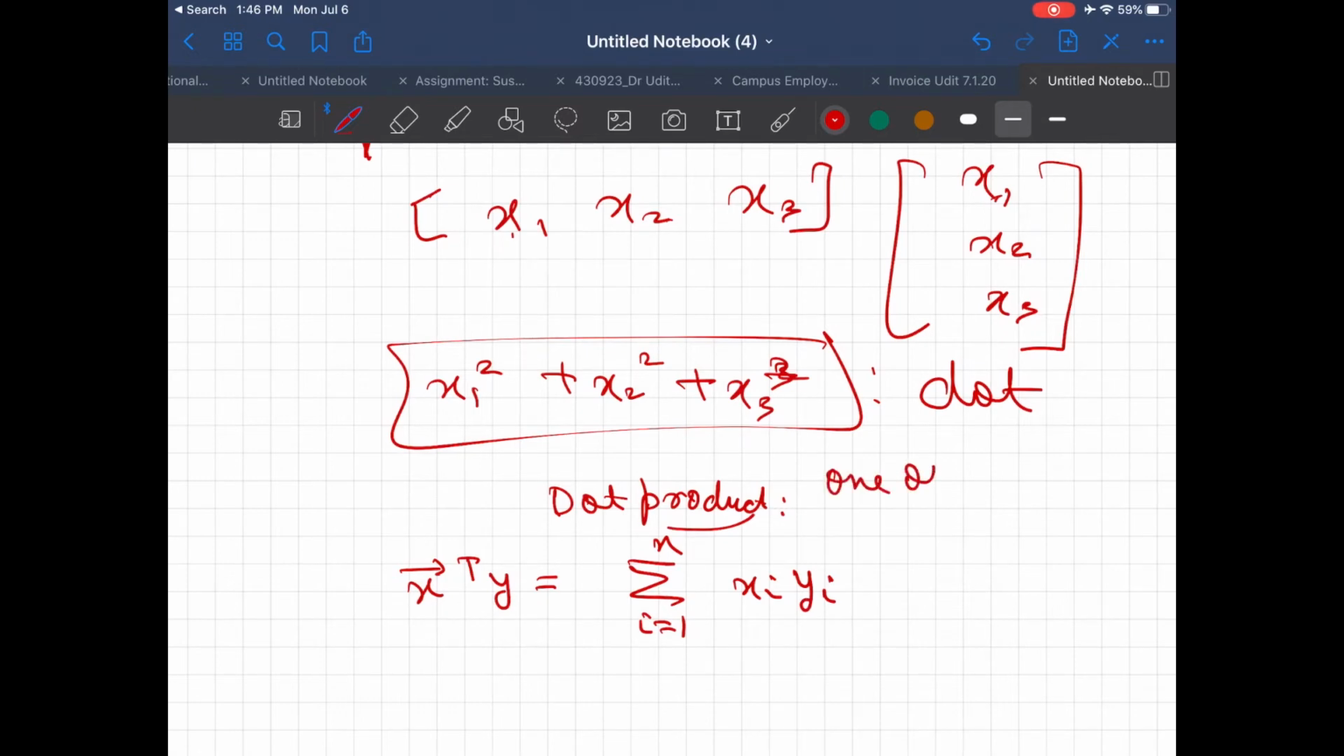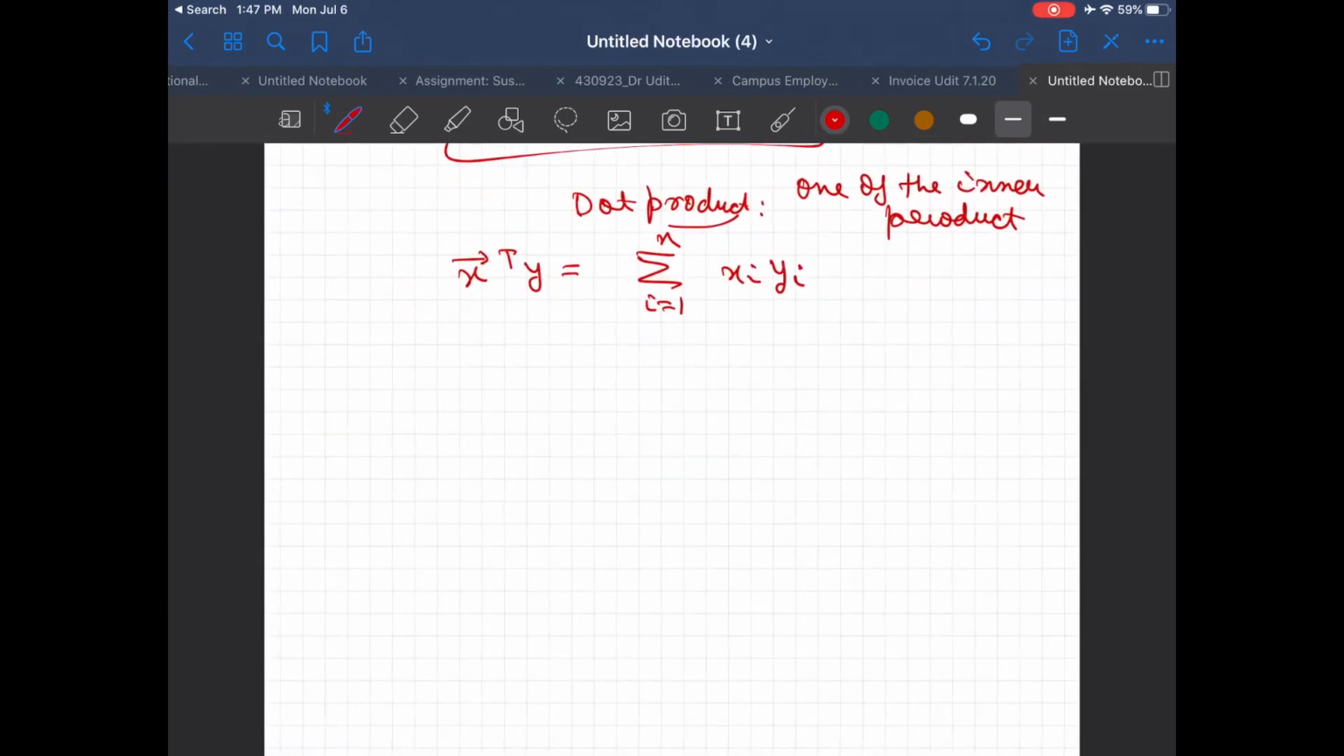However, this dot product is one of the inner products. In today's lecture, we will take more of a generic view of what the difference is between the dot product and inner product, and what are the other kinds of inner products that may exist.